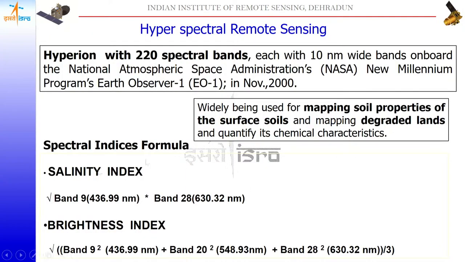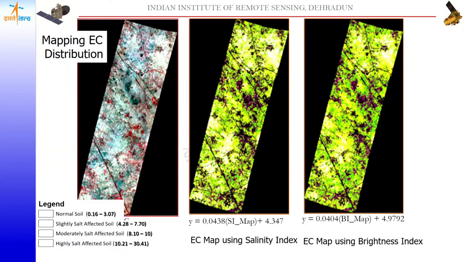Here, with the spectral indices, I prepared the salinity index map and brightness index map by selecting some spectral bands, and here you see we can map the electrical conductivity of the soils. This was the FCC. Different spectral bands were there. We developed a regression equation, and we were able to map the electrical conductivity of the soils.